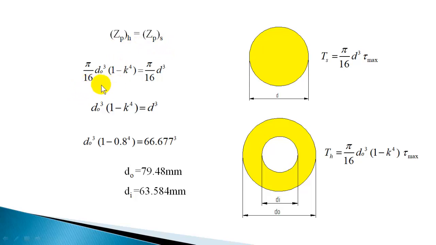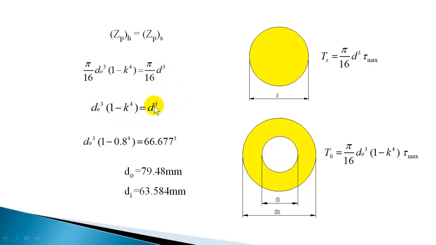Now ZP of the hollow shaft, π/16 d₀³ (1 − k⁴), is equal to that of the solid shaft, which we have as π/16 d³. Now π/16 cancels. So d₀³ (1 − k⁴) is equal to d³.